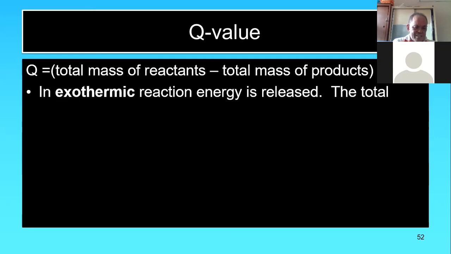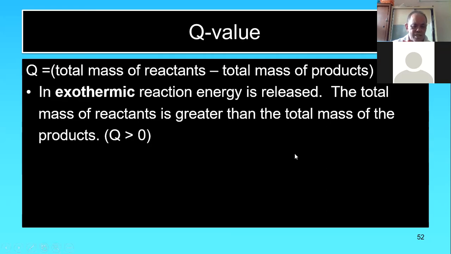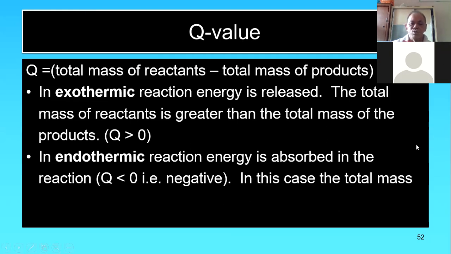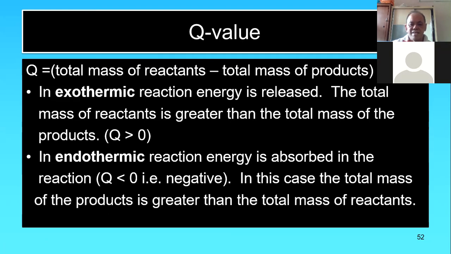Like in chemistry, if energy is released, we call it exothermic. The total mass of reactants is greater than the total mass of products, and energy is released. But if the reaction requires energy, we call it endothermic. We absorb energy, so Q will be negative. In this case, the total mass of products is greater than the total mass of reactants.